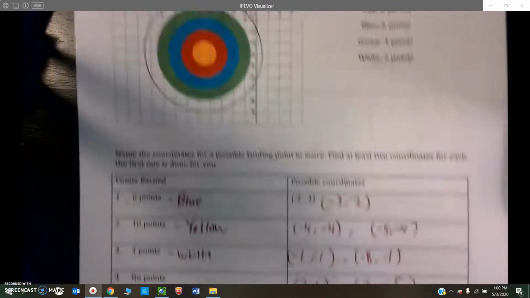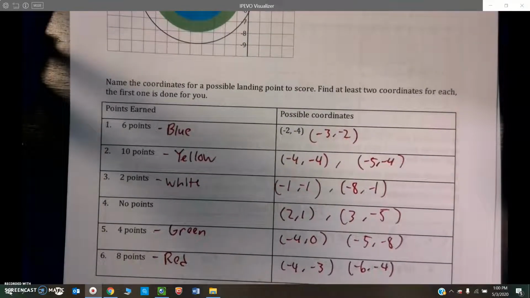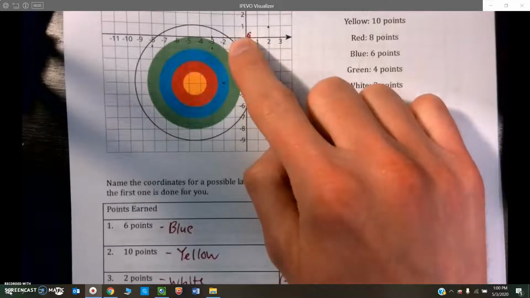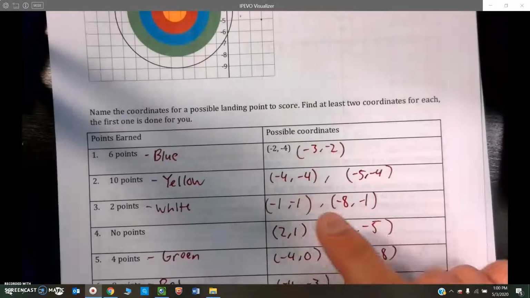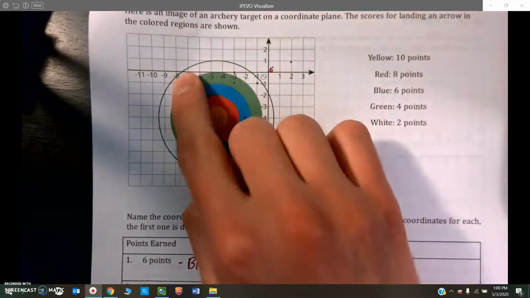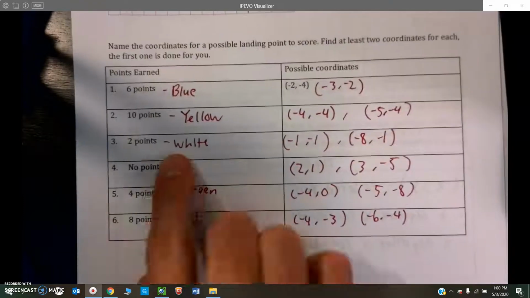Alright, so now here are some more possible answers. Once again, if you found different coordinates than the ones I have listed, that's okay, because for all of these there are more than 2 points. That's just the minimum they wanted us to find. So white was this outer ring. I said back 1, down 1, so -1, -1 would be one. And then -8, -1. So if I go back all the way to -8 and go down 1, that also would land me in white.